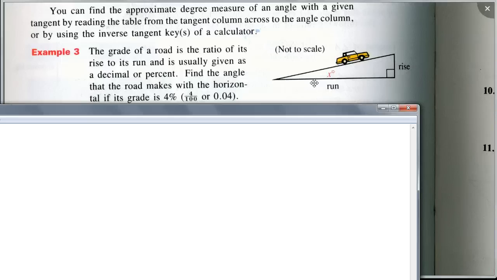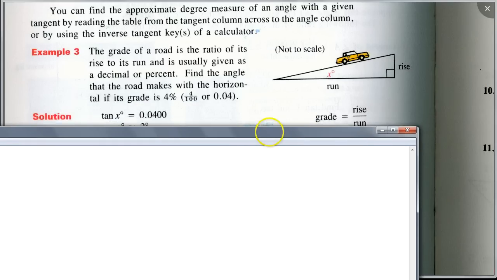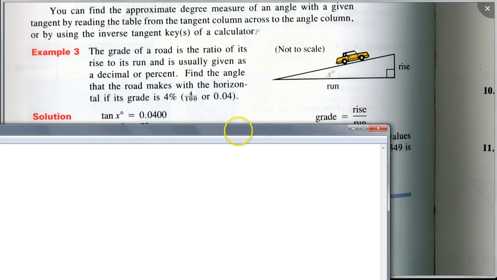So if the tangent ratio is 0.04, this one's the opposite of what we've been doing. In the other problems, they gave you the actual angle measure. This time, they don't give you the angle measure, but they give you the tangent ratio. So how are you going to find this angle? Well, what do we know about tangent of x degrees? It equals 0.04. So we know that tangent of x degrees is 0.04.